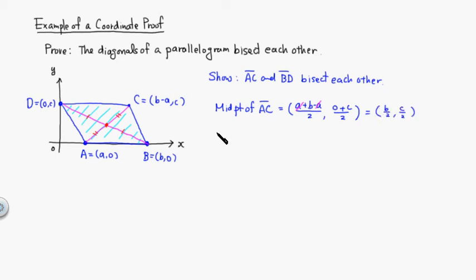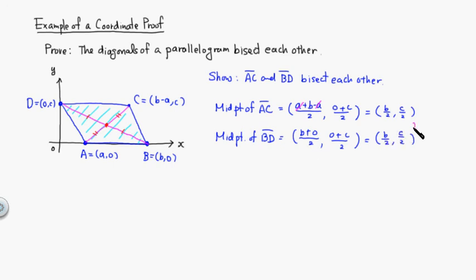How about the midpoint of diagonal BD? So b plus, and D has 0 as its x coordinate, so we have that. And 0 plus c, since D has coordinate c there, which gives you (b over 2, c over 2) again.